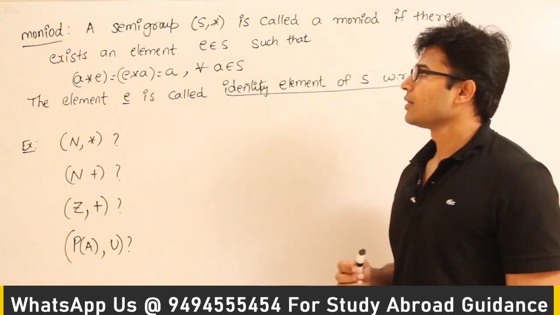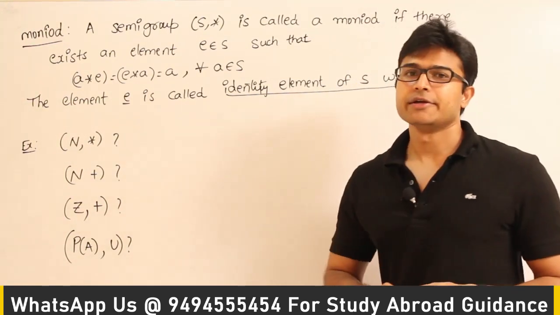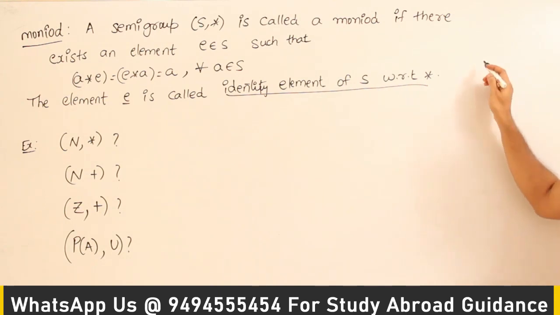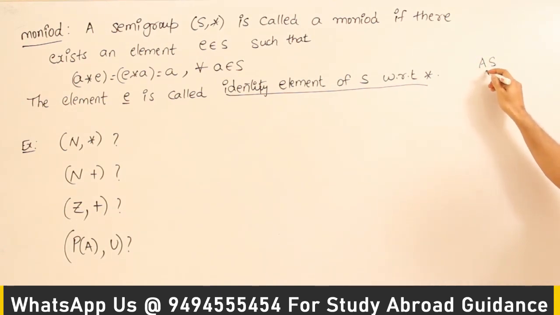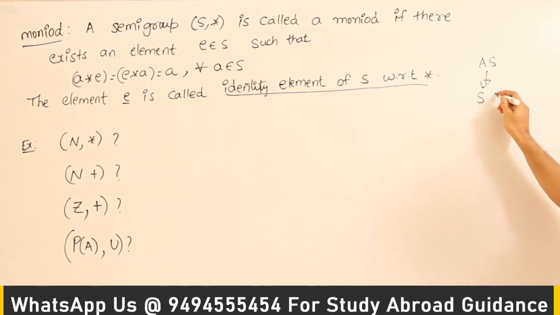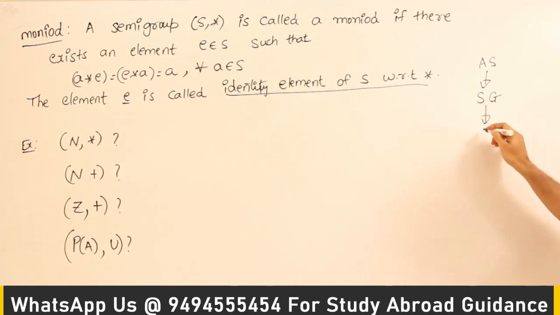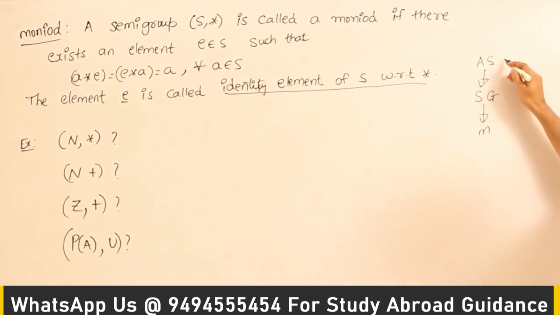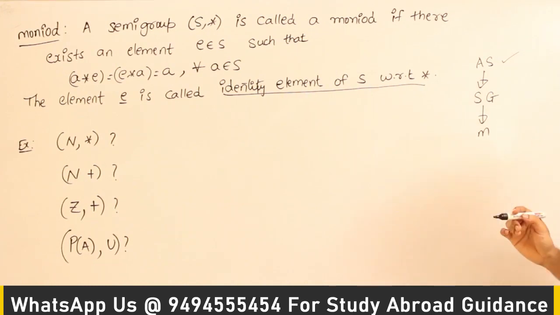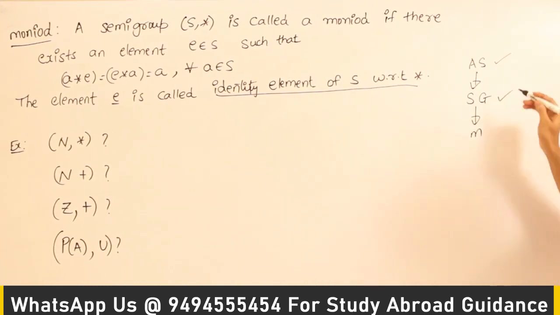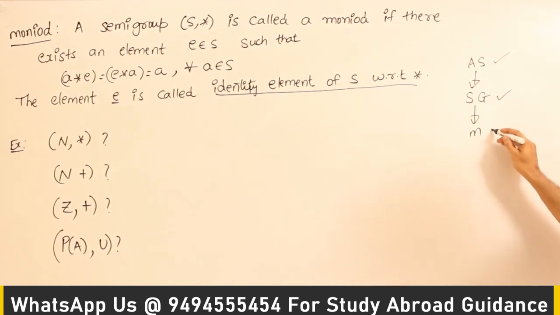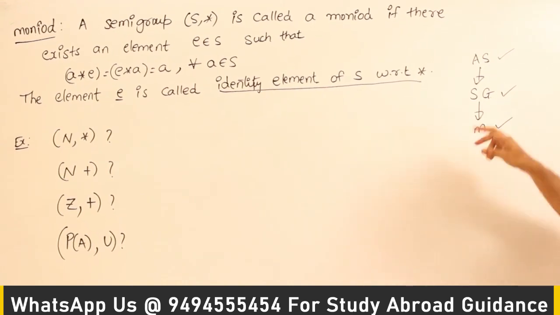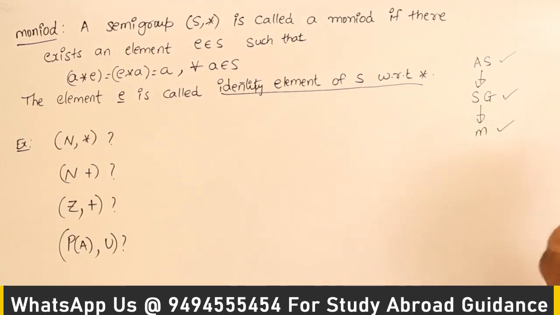Now see this one, we are at monoid here. So we started with algebraic structure and then we discussed semi-group. Now we are discussing monoid. Got it? So what is algebraic structure? Closure property. And what is semi-group? Associative property. And what is monoid? Monoid is a semi-group if it is going to have an identity element.